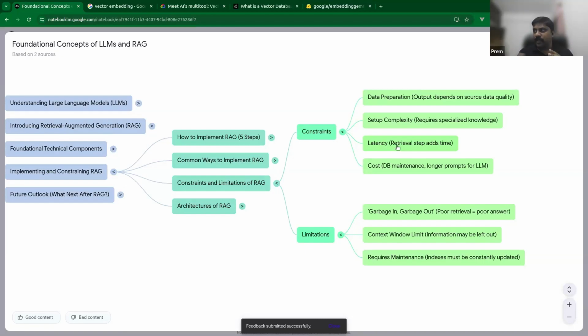Okay, and it requires maintenance. Indexes must be constantly updated. Like tables in a database, we call them indexes in vector databases. So they have to be constantly updated and maintained. You need to add metadata to filter them. Just doing semantic search may not be enough. Even in the semantic search, you may have to apply some filters so that you do semantic search only on a specific set of vectors.